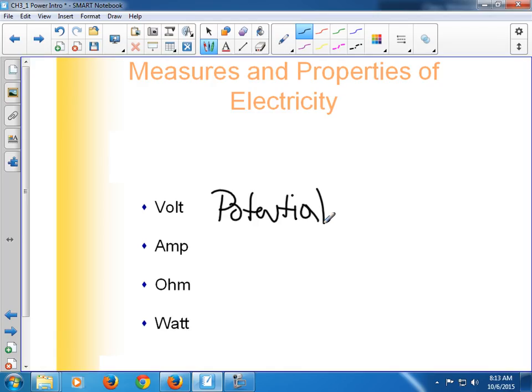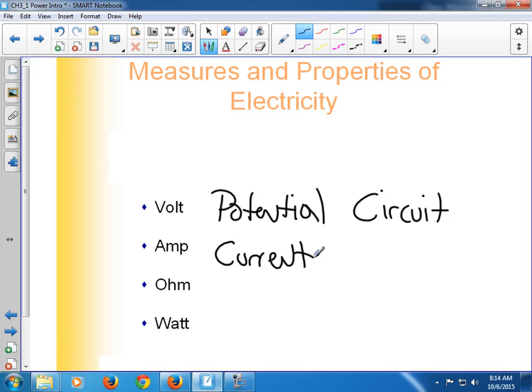Voltage is the potential of a circuit. The amperage is current. I'm going to explain this better, but you need to know these things. Voltage is potential. Amperage is current. This is how much can go through it, and this is how fast it's going through it, kind of, when it comes to electricity.